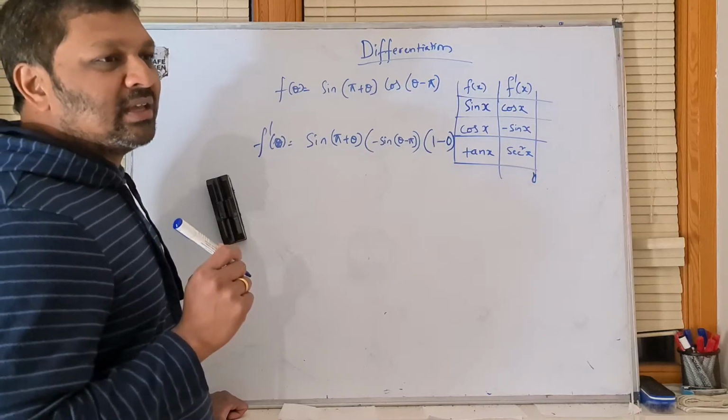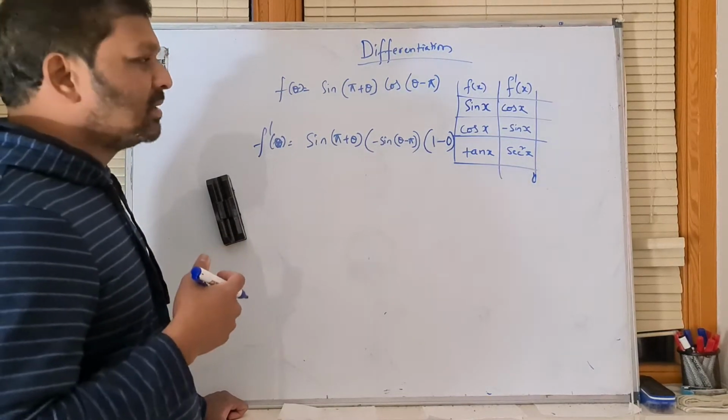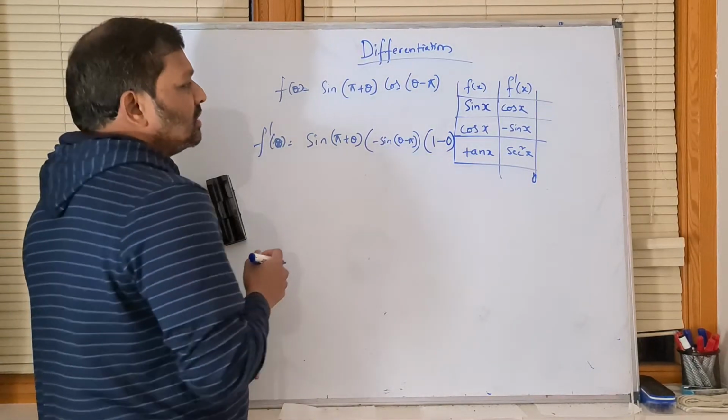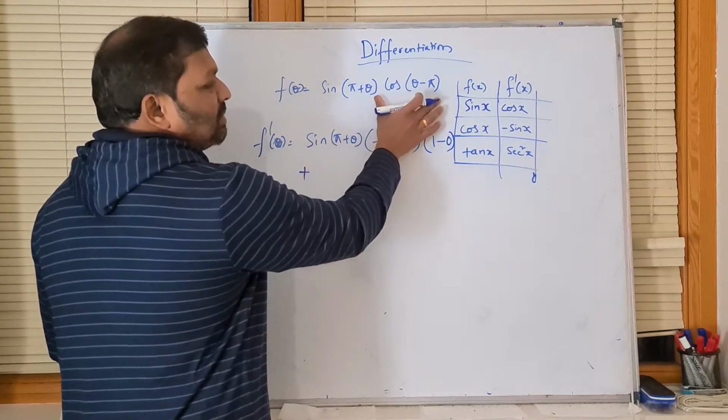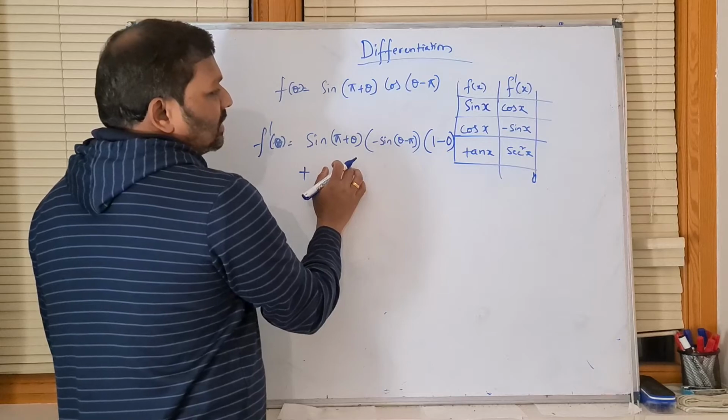So what is missing here? Yeah, what is missing here? Why are you not able to answer? Okay, next. We're done with the differentiation of this one here.